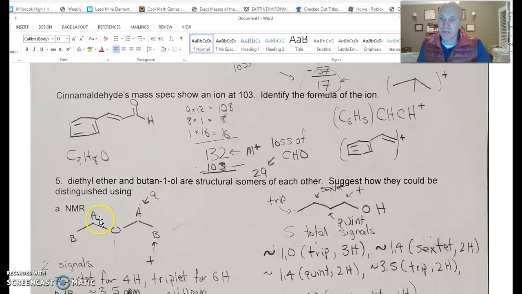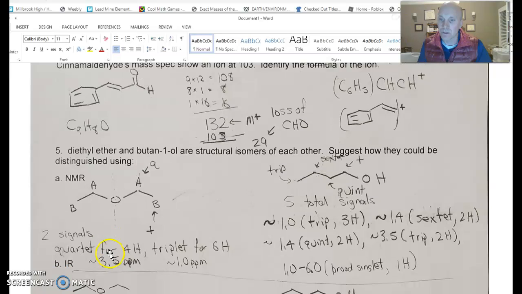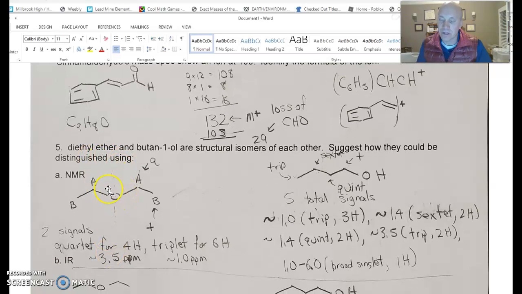Okay, so the next question is an NMR question. We've got two different structures here, and the question is to suggest how they could be distinguished from each other from the NMR data. If we take a look at the first one, diethyl ether, I believe using the IUPAC name, this would be ethoxyethane.